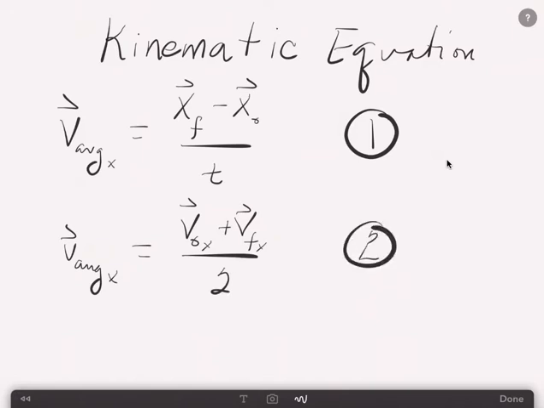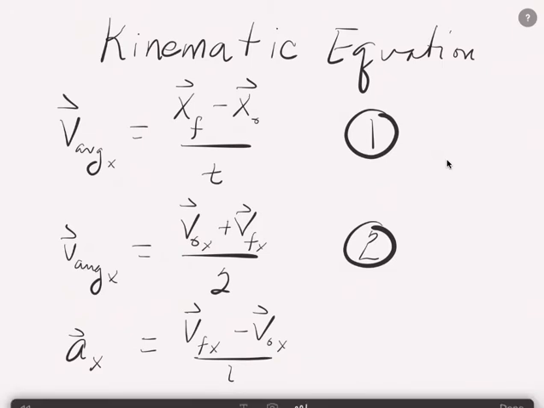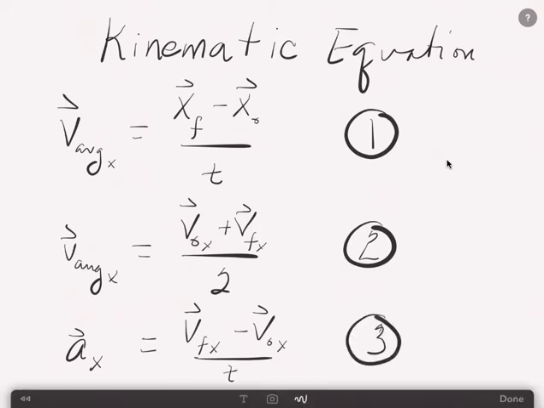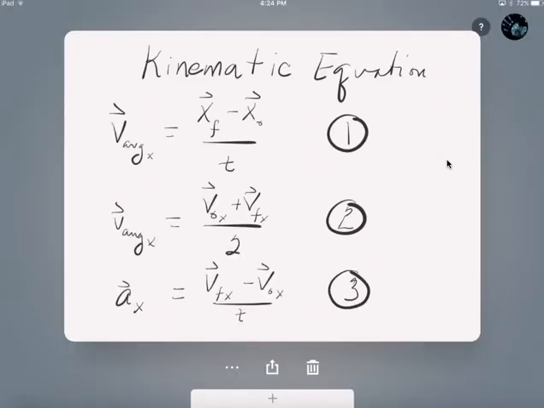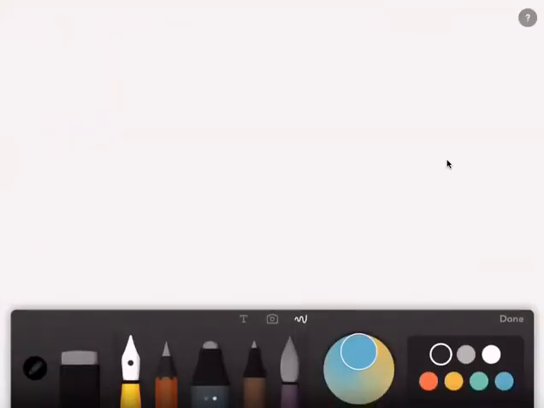All right. So we had two velocities there, and both of them were averages. And then the last equation was the acceleration, and we were concerned with constant acceleration. And this was coming out to be the final velocity minus the initial velocity divided by time. This was equation number 3. So we took these equations and we developed some new ones, and we called them our kinematic equations. And they look like this.